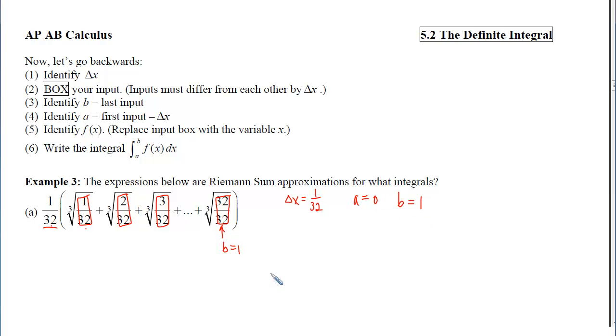Lastly, I need to identify my f of x. Well, the f of x comes from replacing the input box with the letter x and then looking at the entire term. So that entire term is going to be the cube root of an x. So now that I've got all the pieces, I can put it together in the integral. I will do the summation from 0 to 1 of the function times the dx instead of the delta x.